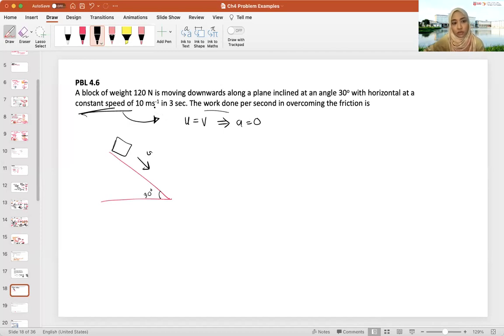What is another thing associated with acceleration equals 0? In terms of equilibrium or not? In rest, F net equals 0. Yes, correct, Ian. That's the right answer that I'm looking for. F net is equal to 0 when your acceleration is 0.